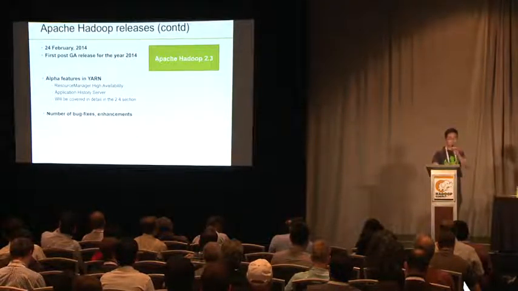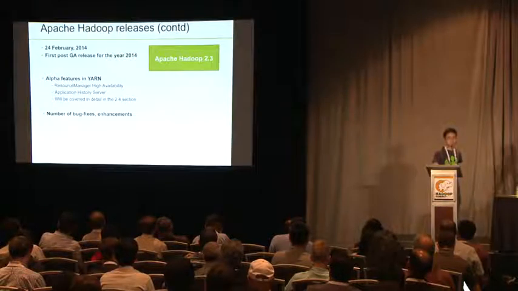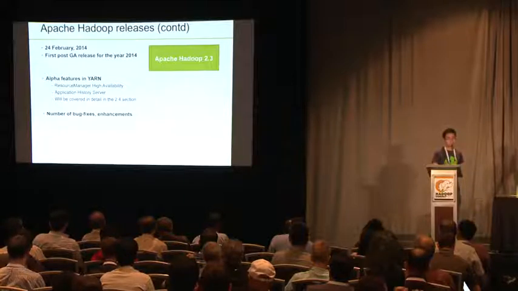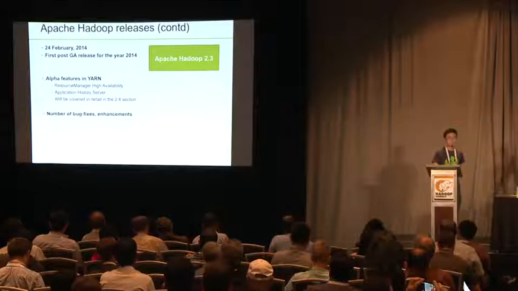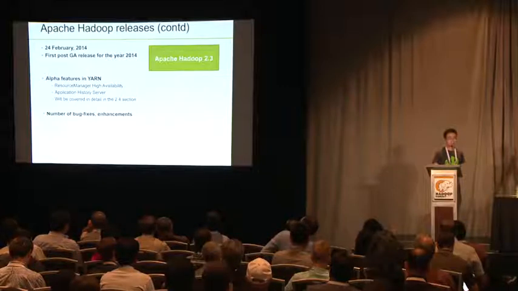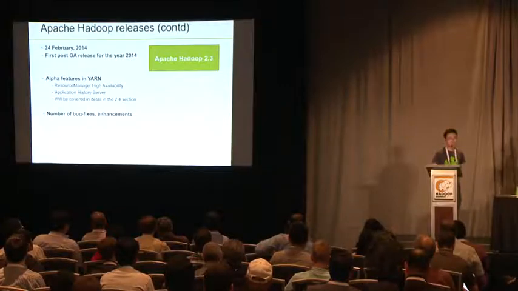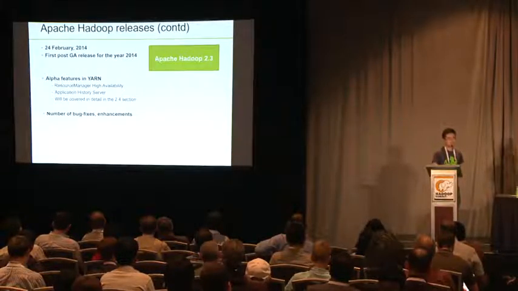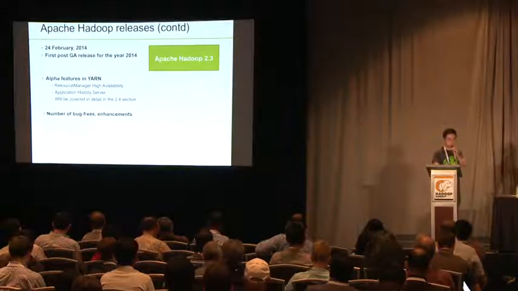So the next release is Hadoop 2.3. This is the first post-GA release. We included some alpha features here, like resource manager high availability and the application history server, which is basically a separate server daemon sitting inside Yarn for storing the application history and serving the current requests for querying it. And we also did a bunch of tests, bug fixes, and enhancements. I will cover more in the remaining slides.